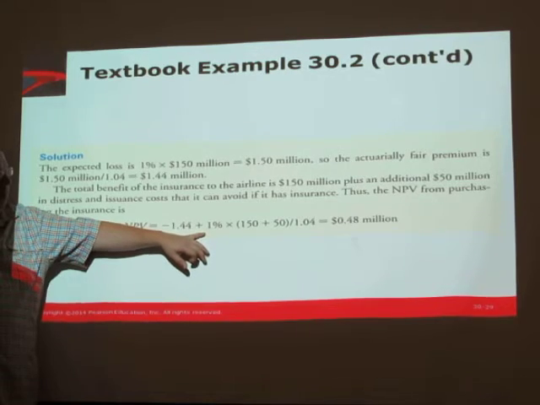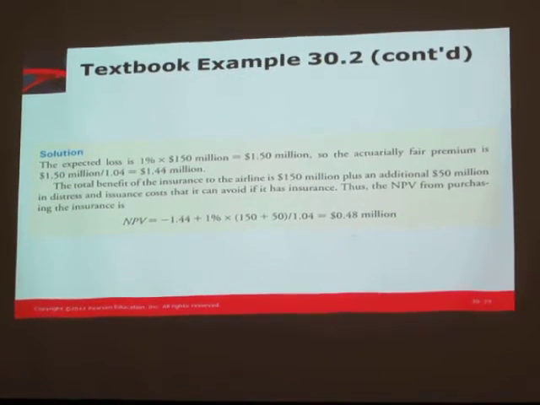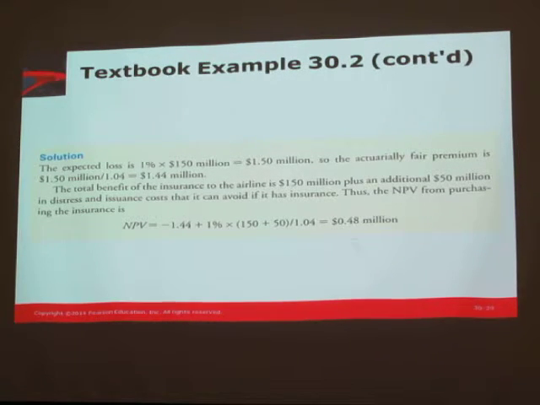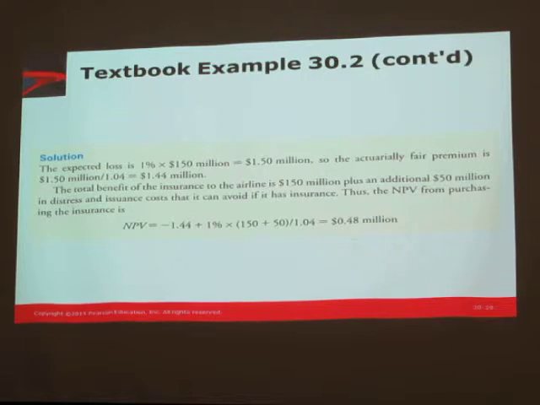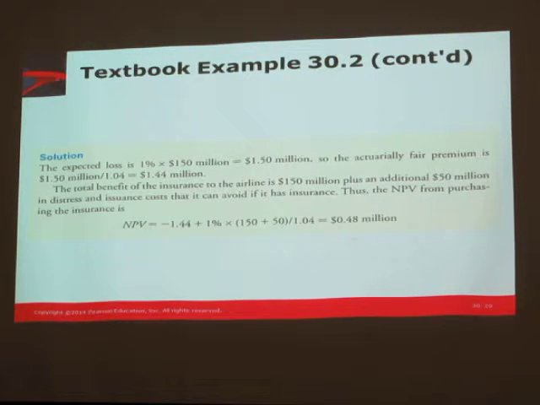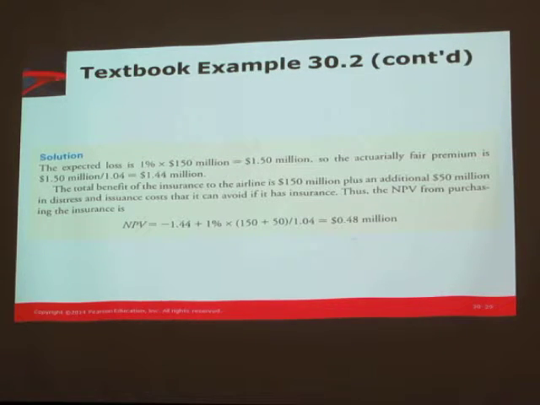What's the 1% coming from? So this is the last year, the occurrence, the expected. So we have 1 point, negative, we have the 1% here, right? Now what else do we do? We multiply that by what? The 150 plus the 50, right? Then we're going to divide that by 1.04. The net present value would equal what?